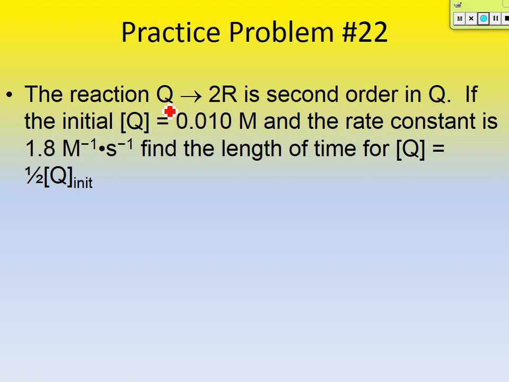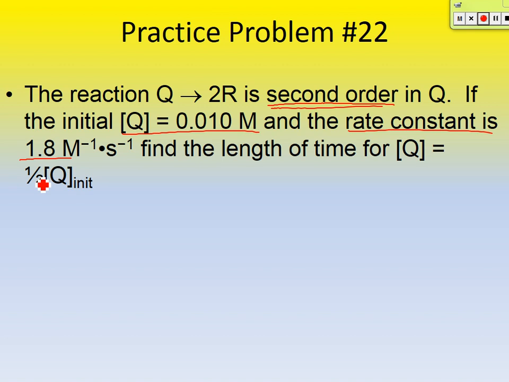It says that our reaction is Q going to 2R. So our reactant is Q. And it also said that it's second order. That's going to be important. I would underline that. Our initial concentration was 0.01. It tells us that the rate constant is 1.8. Now the wording of this question was a little different, but let's go through this last sentence here. It says, find the length of time for the final concentration to equal 1/2 the initial concentration.